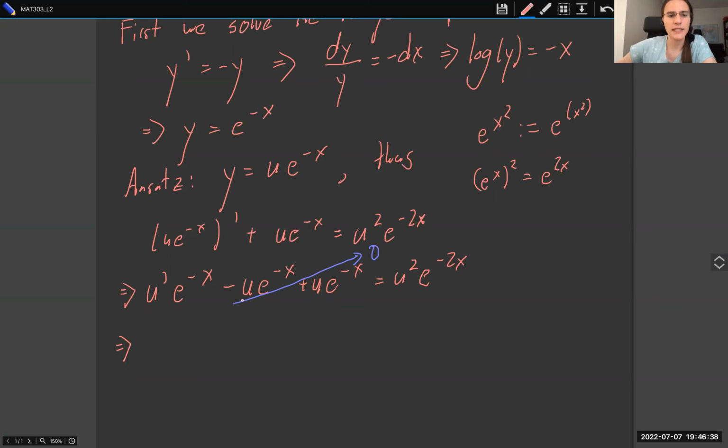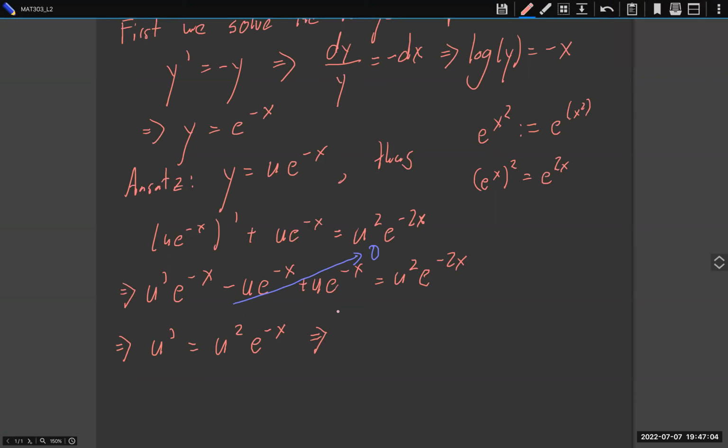So what happens next is that we get u prime is equal to, now we multiply everything by e to the x. So we get u squared times e to the negative x, right? And what do we do now with this equation? Integrate. What kind of equation? So, go ahead. Do we integrate?